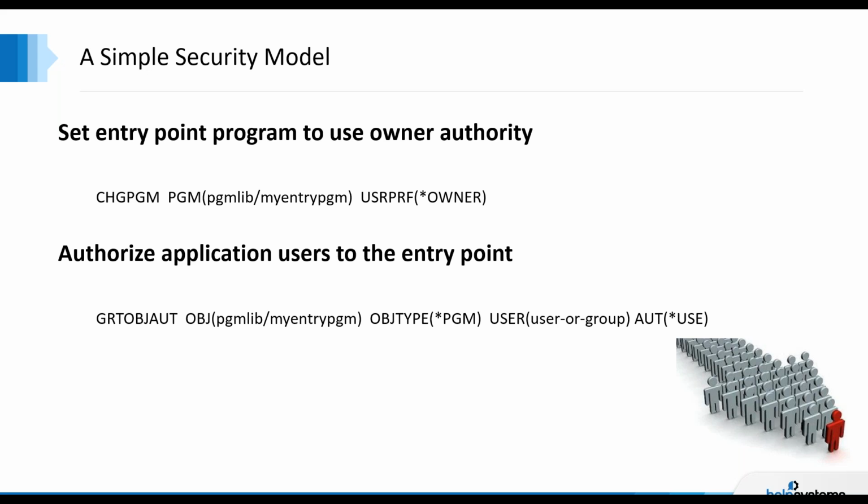So all I do here is indicate program 1 uses adoption, that's the user profile star owner, and then I give permission to the appropriate application users to be able to invoke program 1. And that's it. Everything else is automatically handled by the fact that this adopted authority automatically cascades to any subcalls that you see.